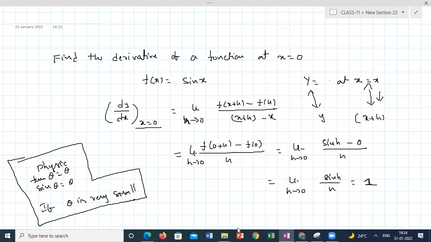Where did you see sin theta is equal to theta, tan theta is equal to theta? Where did you observe this? Anywhere, any point? What is the meaning of this?